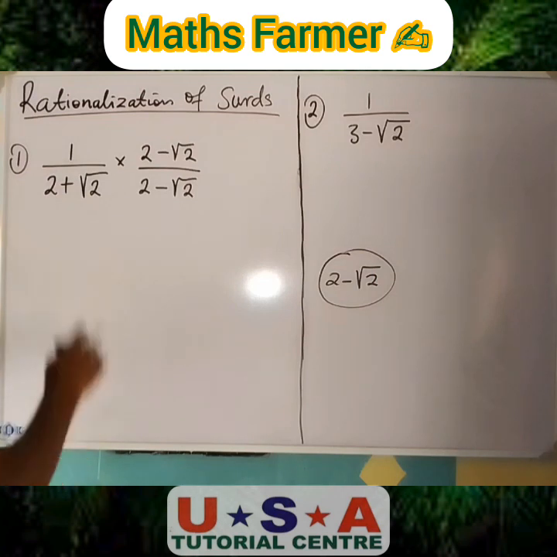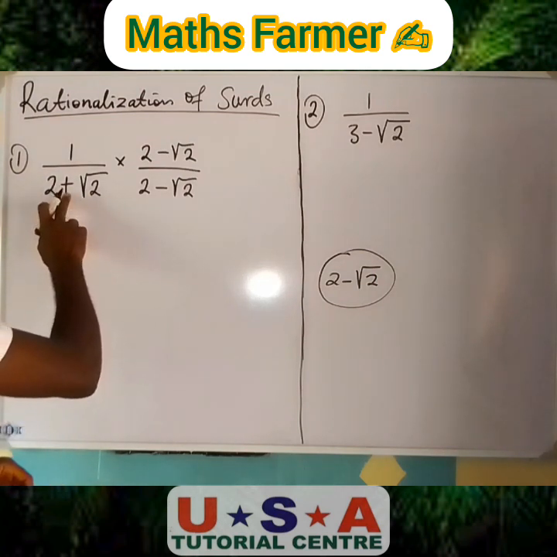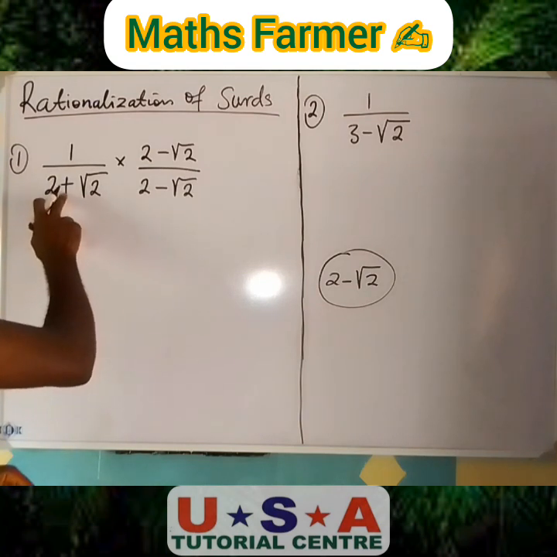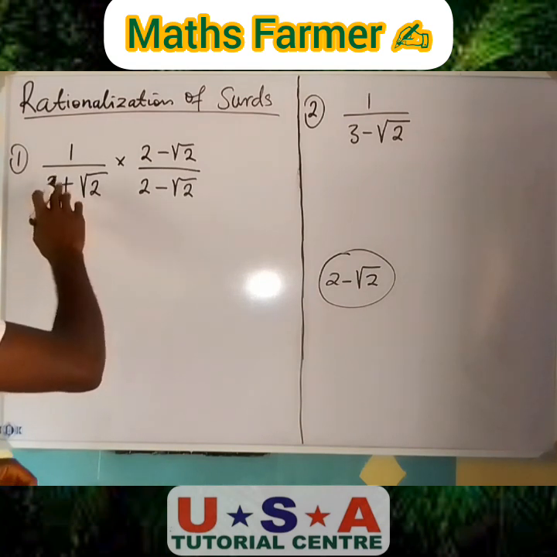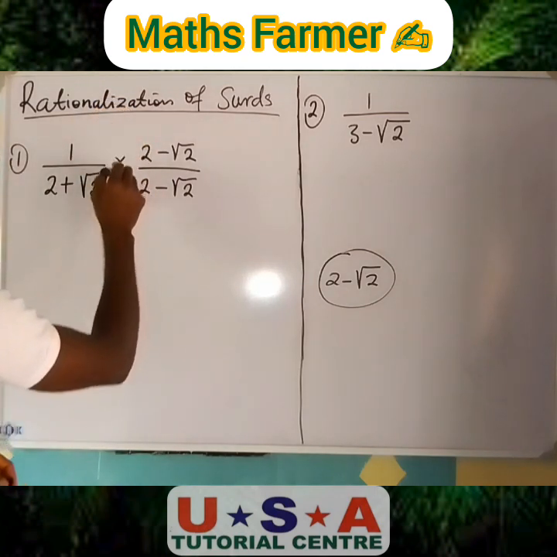That's what I mean. Whatever you have as the denominator here, conjugate it by changing the sign. If it's positive, change it to negative. If it's negative, change it to positive. And you use it to multiply both the numerator and the denominator here.